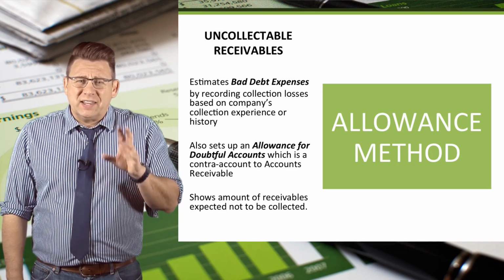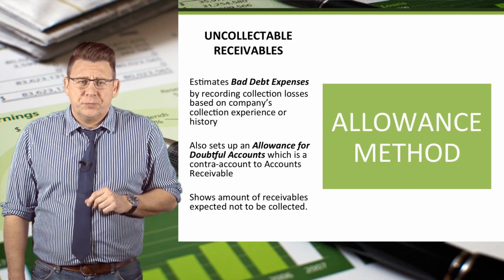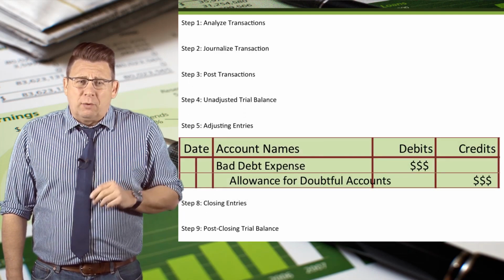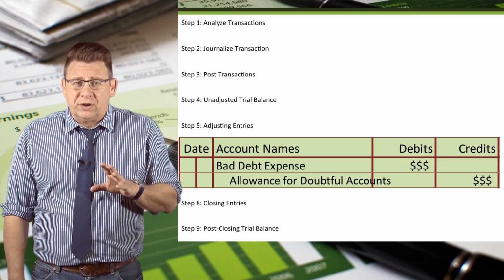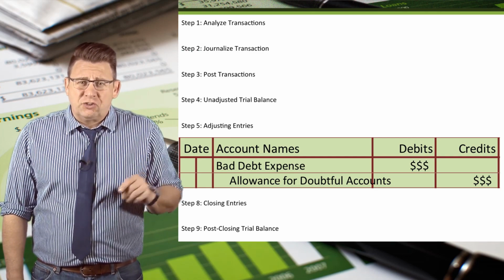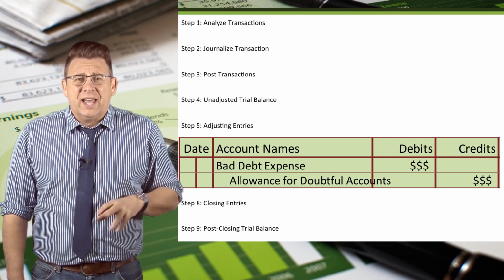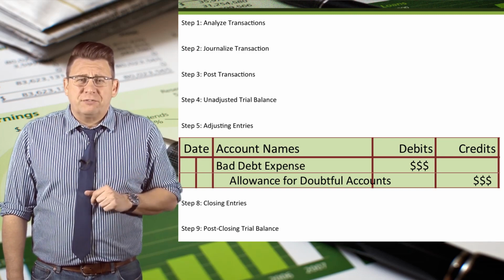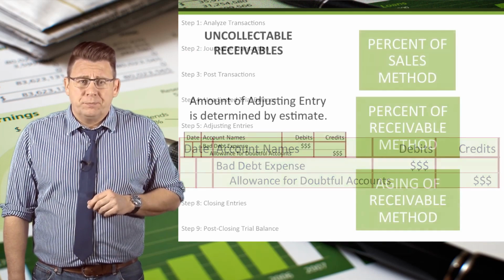It represents the amount of receivables not expected to be collected in cash. Under the allowance method, bad debt expense is recorded at the end of the period as an adjusting entry. The adjusting entry is a debit to bad debt expense and a credit to the allowance for doubtful accounts. Here is when expense gets recorded.